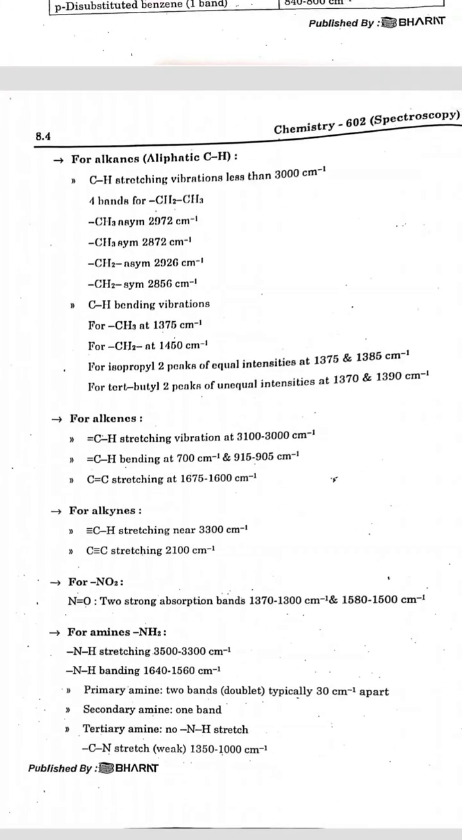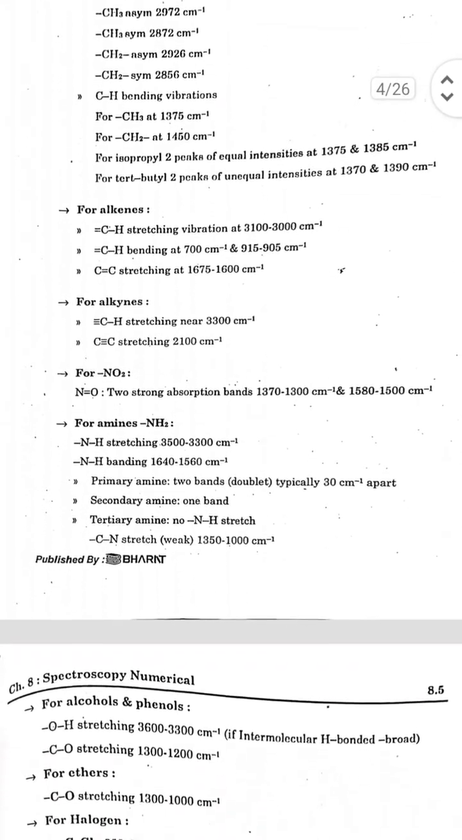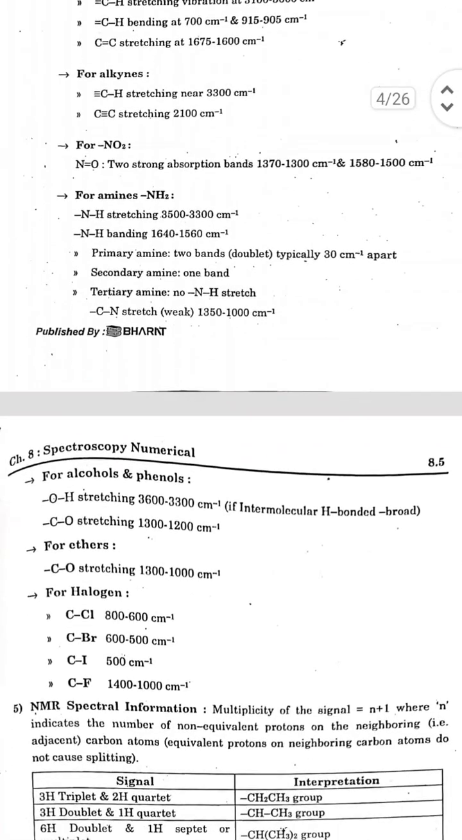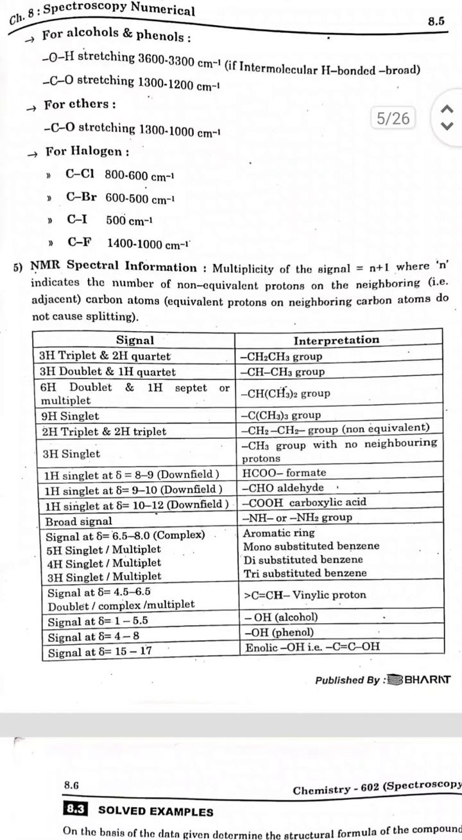For the alkanes, CH bonds, for alkanes, alkynes, alkenes, and for NO2, ammonia, for alcohols and phenols, for others, and halogens also.